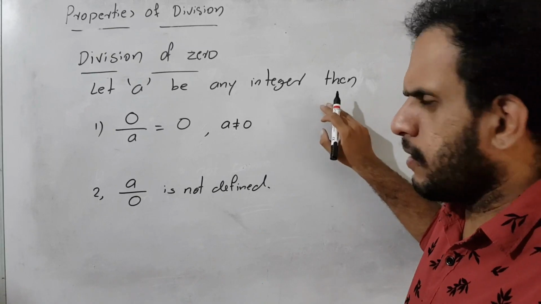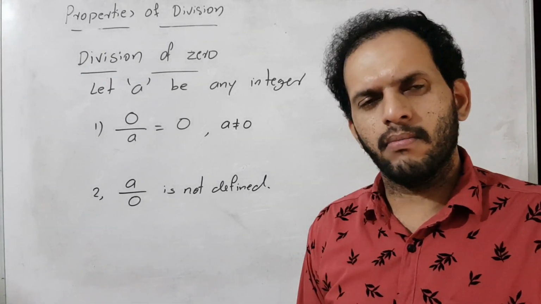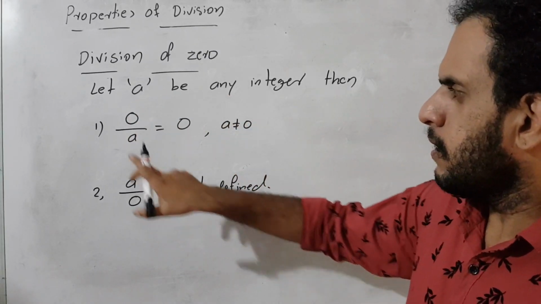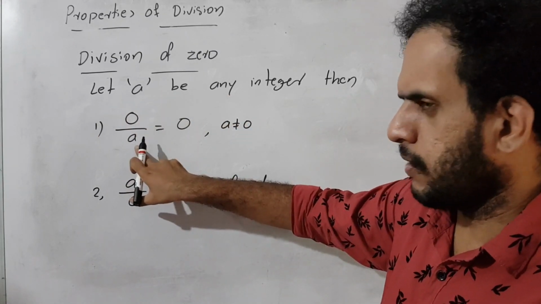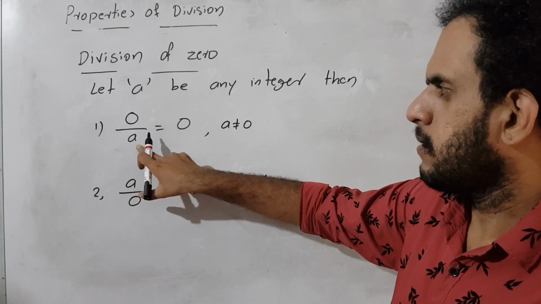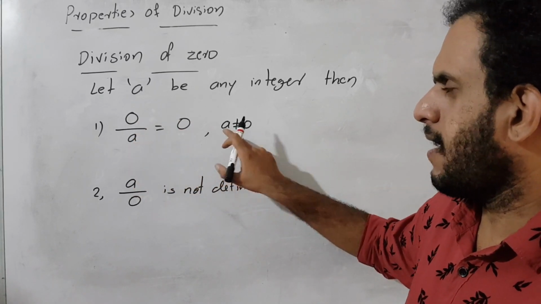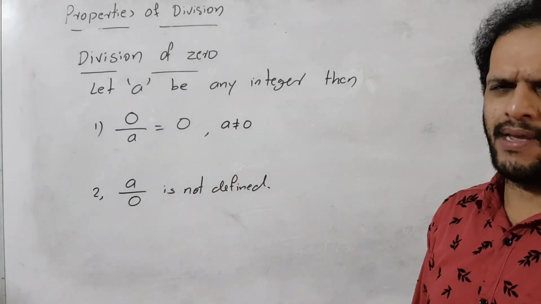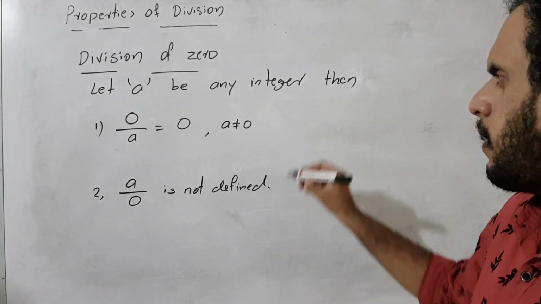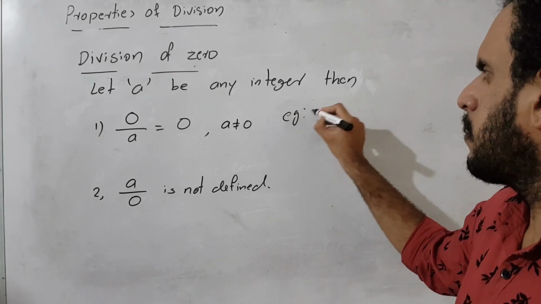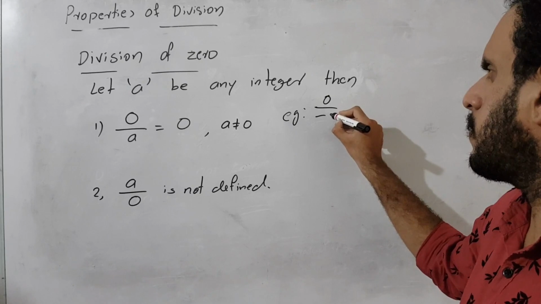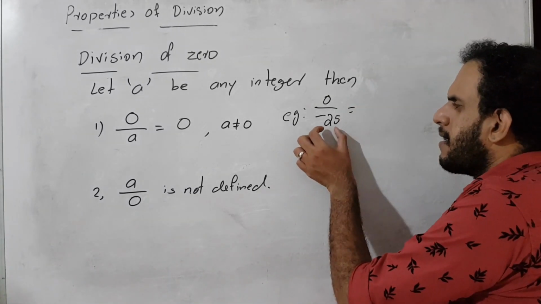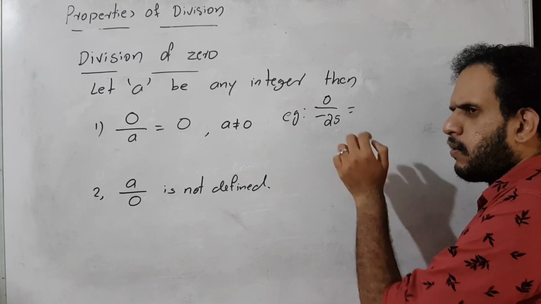Let a be any integer. The same idea we discussed in the case of whole numbers also. Let a be any integer, then if we divide 0 by the integer, the answer is 0, but with the condition that a is not equal to 0. That means choose any integer for a except 0. Okay, then the example is 0 by minus 25. What is the value of a? a is minus 25. a is not equal to 0.